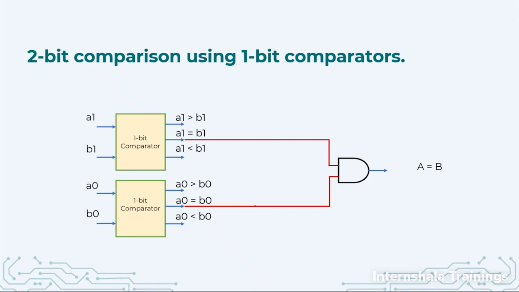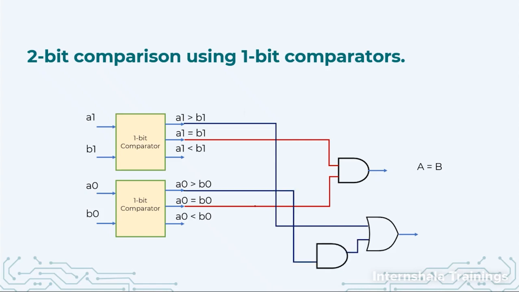Now, how can I say that number A is greater than number B? Well, in that case, first of all I look at the MSB. If A1 is greater than B1, I have a very simple decision. I can directly say A is greater than B. But if A1 and B1 are equal, then I have to look at A0, B0. So there are two conditions. The first one is if A1 is greater than B1, definitely A is greater than B. Or, and that is why I am having an OR gate here, A1 is equal to B1 and A0 is greater than B0. If this condition matches, then also A is greater than B.